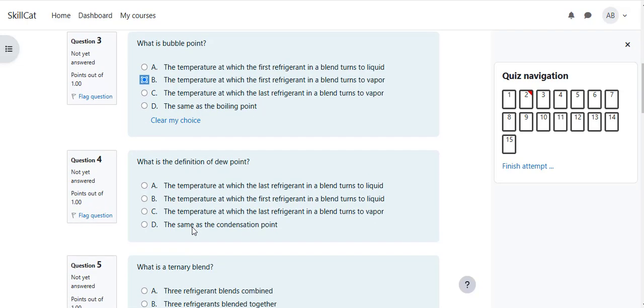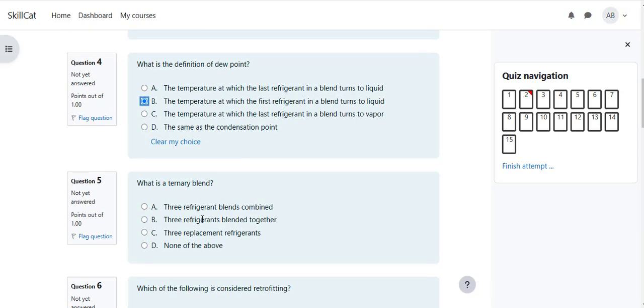What is the definition of dew point? That's the temperature at which the first refrigerant in a blend turns to liquid. Yeah. What is a ternary blend? Three refrigerants blended together.